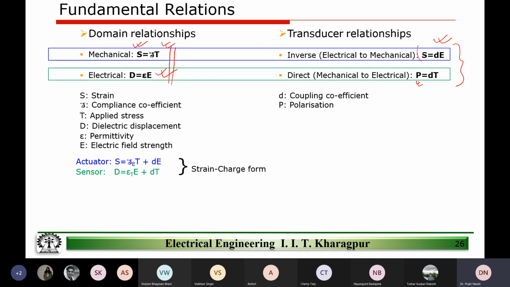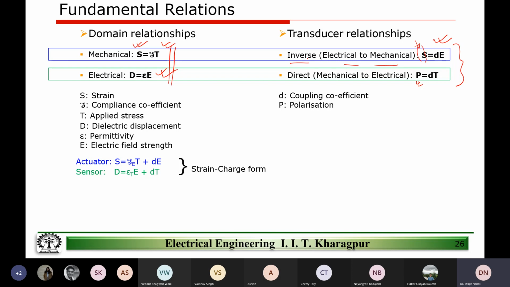Because looking at the left side of the equation, right? So this is the dependent variable. The dependent variable is mechanical, and E, which is the independent variable, essentially nothing but the input, is electrical, right? So essentially the electrical information is the input, and the output is mechanical, right? So that's the reason we are saying that the electrical information has been converted to mechanical information, and that is the reason we call it inverse.